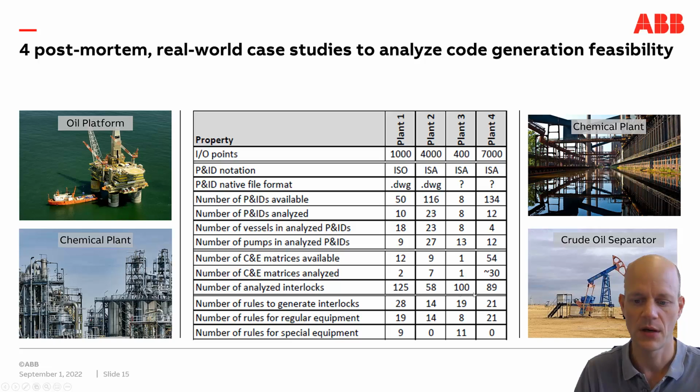We analyzed roughly 100 interlocks per plant. So interlocks are these situations where 2 elements in the topology are interconnected and need to be found to be working together. And then we generated the control logic for those interlocks. So we had different numbers of rules for that. In total, we had about 80 different rules we generated from those case studies and then executed them.